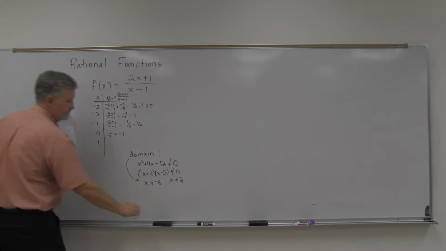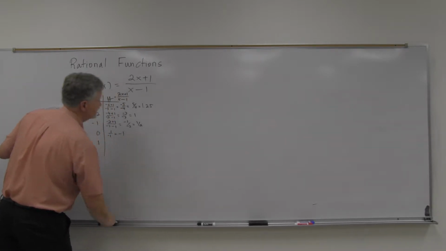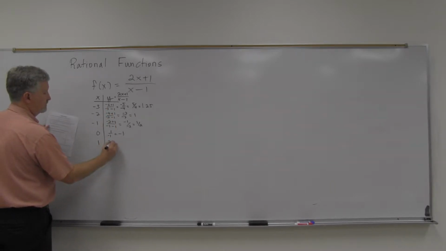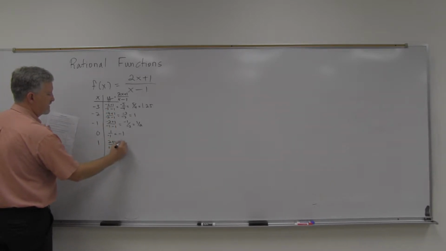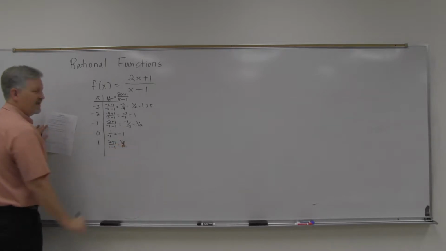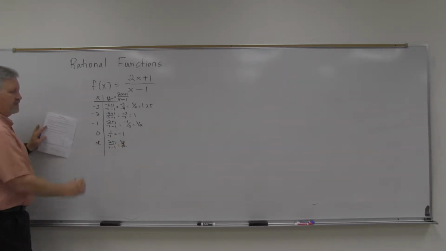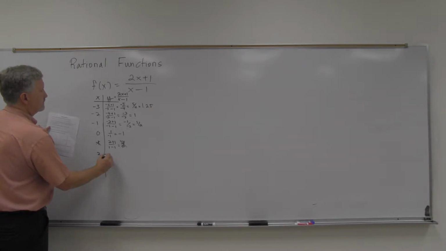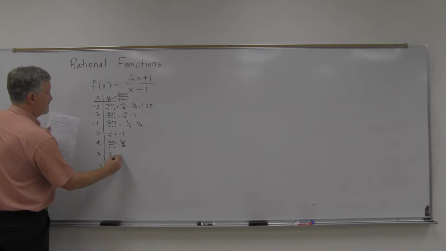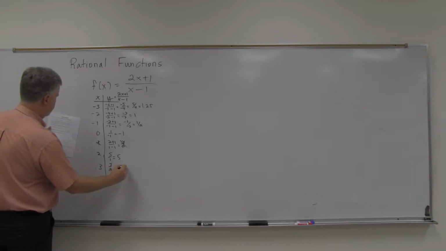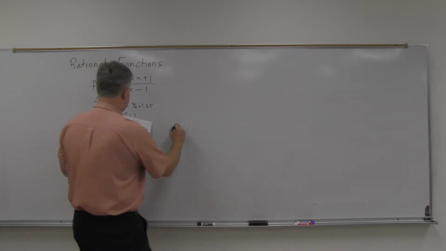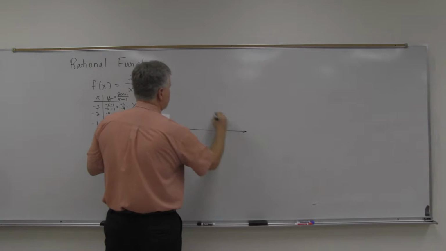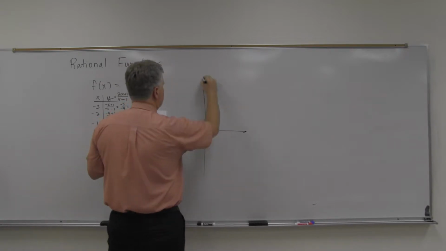And what about 1? Well, if I do 1, it would be 2 plus 1 over 1 minus 1. That's what we were just talking about, isn't it? You can't have divided by 0, and so there's nothing happening at 1. And then 2 and 3, what do we get there? 4 plus 1 would be 5 over 1, that's 5. And then 3, we get 7 over 2, 7 halves or 3 1/2. So I've got a place here.